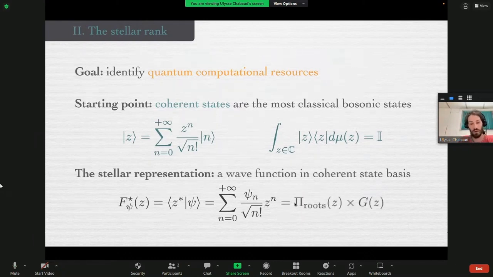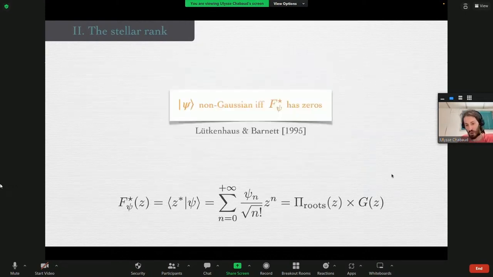So one of those is factorization. It turns out any admissible holomorphic function that represents a quantum state can be factorized as follows. You can write it as the product of something that only depends on the roots, on the zeros of that function, and another part that is a Gaussian function. Okay, and there's an important result for why this matters for us in terms of quantum information processing.